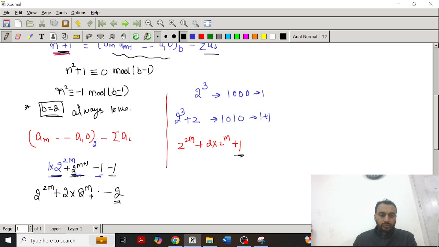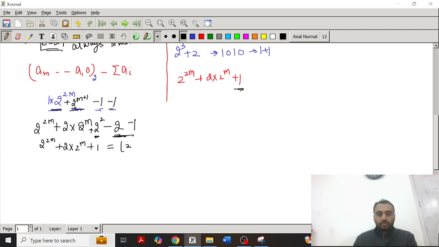So if I add 2 square, one more term I added in the number, so the corresponding digit is 1 again. So you can see 4 minus 3, now it is 1. It becomes 4 minus 3, that is 1. So we get 2 power 2m plus 2 into 2 power m plus 1, isn't it? So that basically becomes 2 power m plus 1 square.